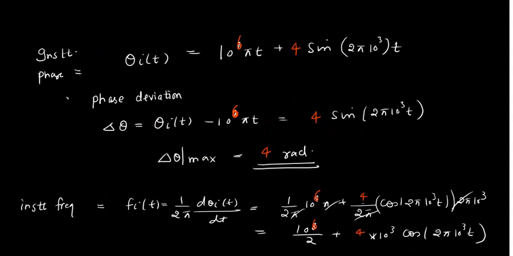So what is the phase deviation? If you remember, phase deviation is the instantaneous phase minus the phase of the carrier wave, that is 2 pi fc t, because our carrier wave is this, right? So phase deviation is theta_i(t) minus 10 to the power 6 pi t, so we can write it as 4 sin(2 pi 10 to the power 3 t). So what would be the maximum phase deviation for this? It will be 4 radians, right? Because the maximum value of sine is 1.